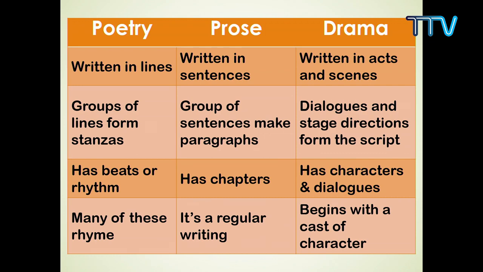In drama we have something that begins with a cast of characters. When the drama starts, it starts with the cast of characters. This is just to help you get an idea about poetry, prose and drama. I have kept this in one table so that you can look at it and see the difference. In poetry you see lines, whereas in prose you see sentences. In poetry you have stanzas, in prose, paragraphs. And prose is an ordinary form of writing. It's not written in a rhythmic way like poetry.